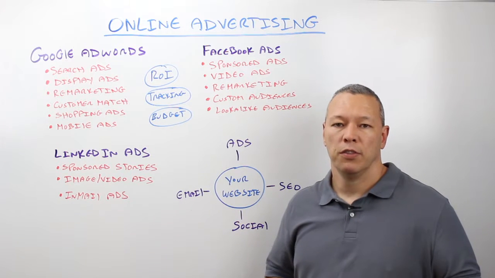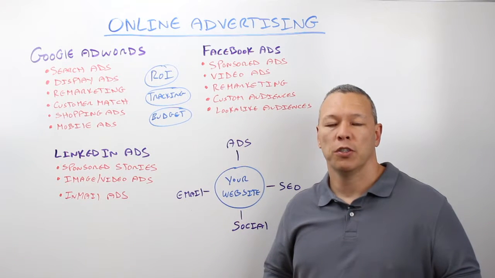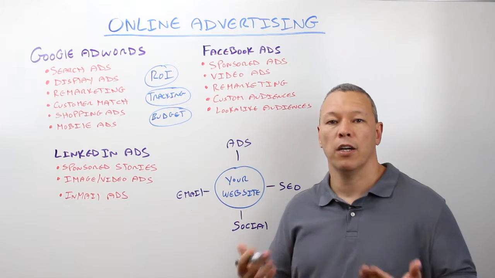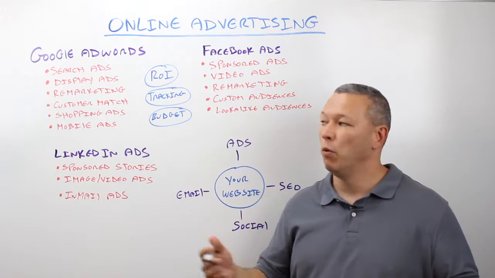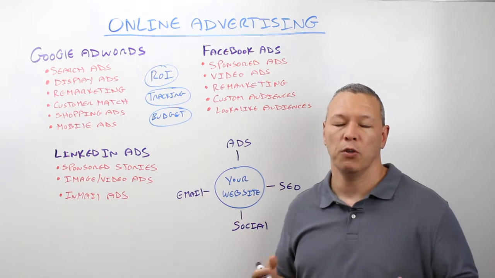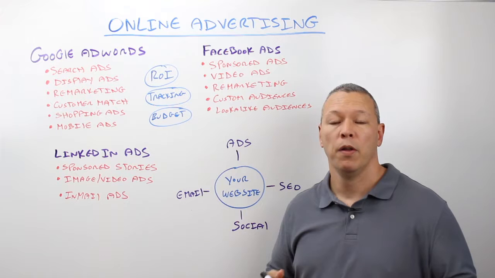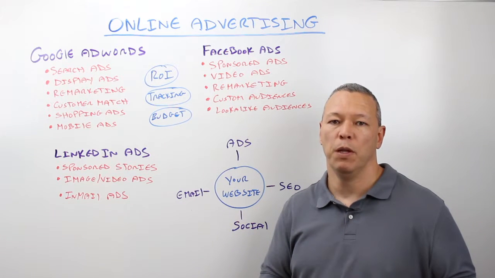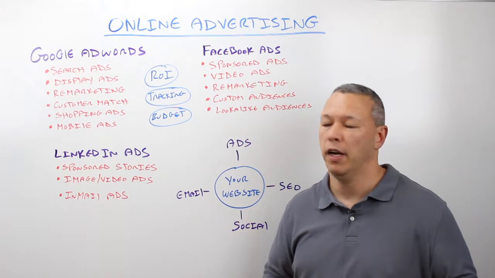Customer match is another great option. If you have a large customer list, you can actually upload that list and target that customer list via the web, via different websites, third-party websites that Google partners with. You can target them through there. So it's a nice benefit and a nice add-on to traditional email marketing, where people may only open 20 to 30% of the emails you send out.